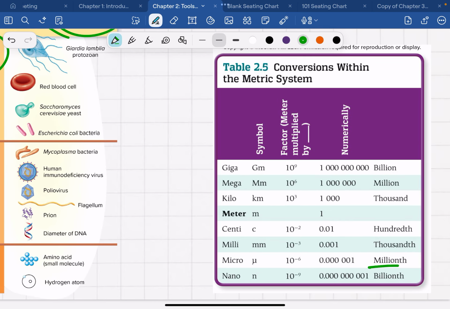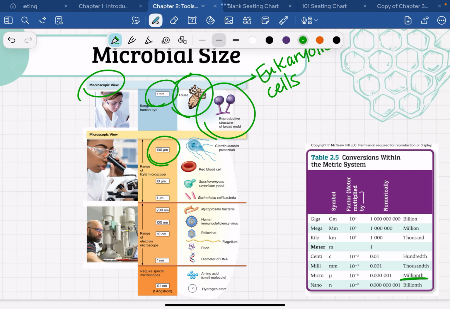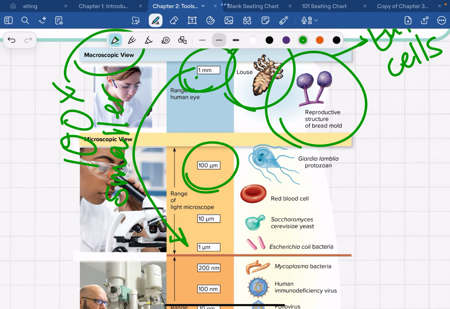Okay, and a micro is 1/1,000,000th of the size of a meter. So 1 micrometer is about 100 times smaller than 1 millimeter. So 1 millimeter to 1 micrometer is about 100 times smaller. So most bacteria, most human bacteria, are going to be about 100 times smaller than what we can see with our naked human eyes.